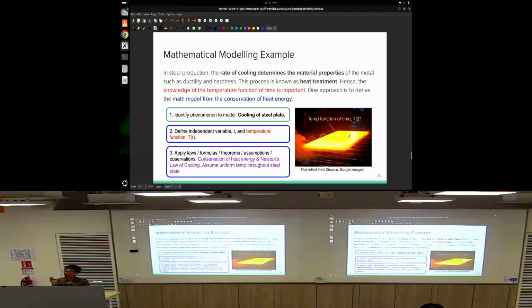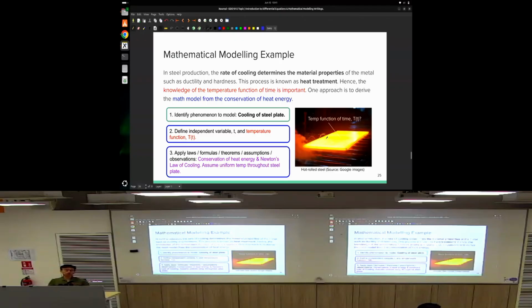Okay? So you see our problem, right? Give us step 1. Identify the phenomena to model. So the modeling is to be applied to the cooling of the steel plate here. That is the steel producers' concern. They need to know how cooling is being applied to a steel plate such that the steel manufacturer can manufacture a certain kind of steel with certain mechanical properties.